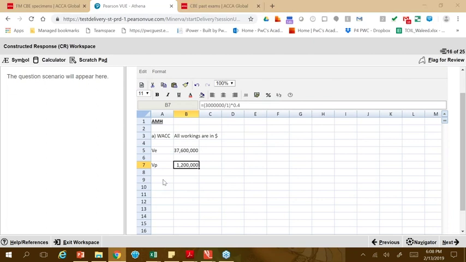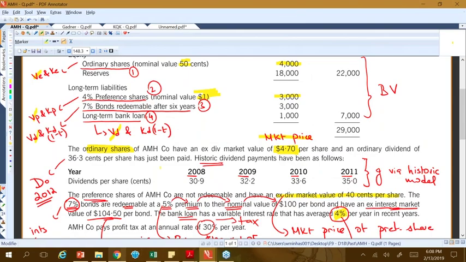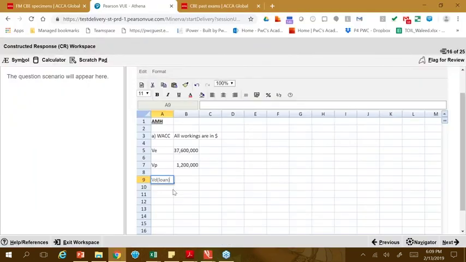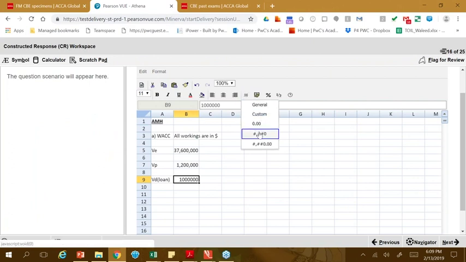Next, we have to think of the VDs. Now, the VD of the bank loan is easy because the long-term bank loan in the SOFP has a book value of $1 million. And as I said, this $1 million is also its market value because it is non-traded. So the VD of the bank loan is equal to its historic value, $1 million.